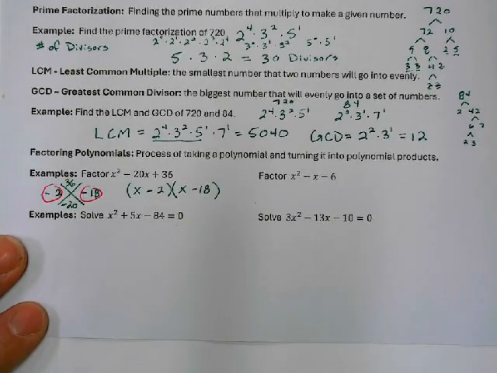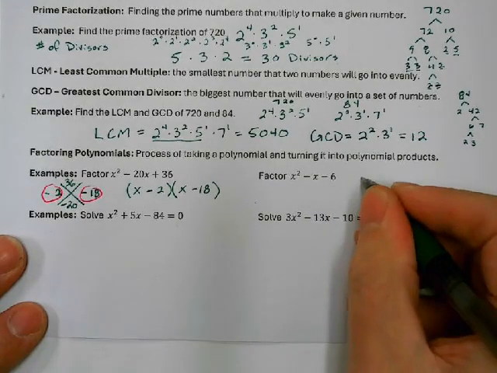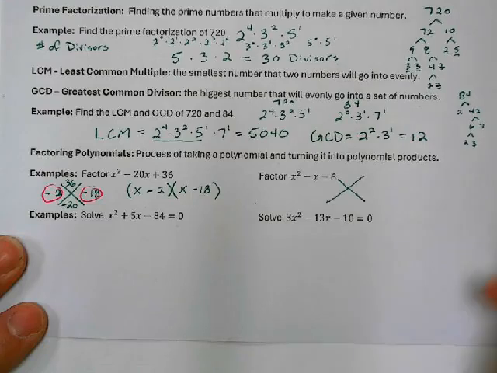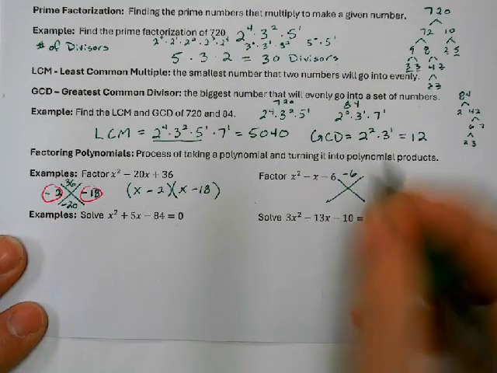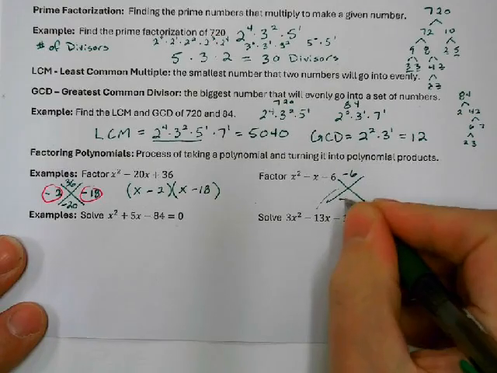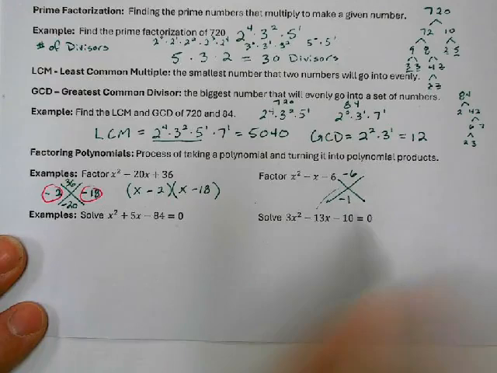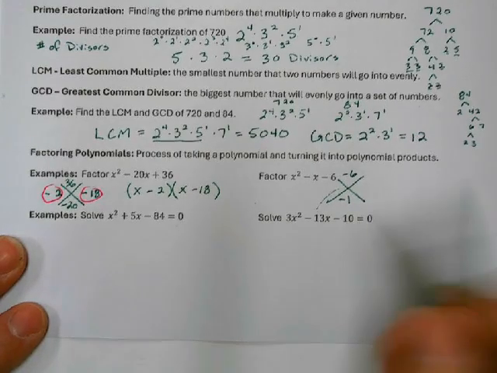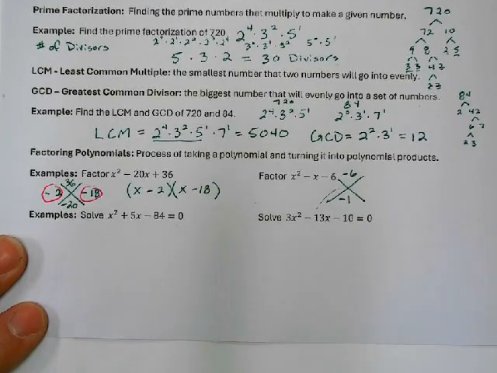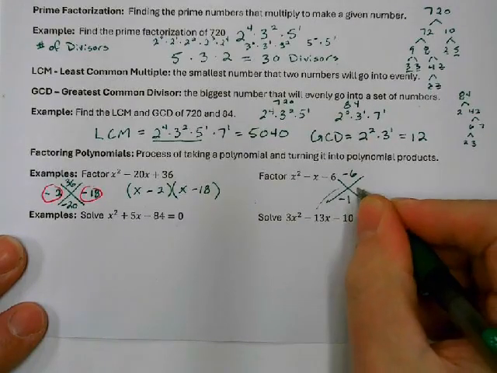Okay, let's try it one more time. For this one, we've got negative 6, and the coefficient of the x to the first term is negative 1. So what multiplies to give me a negative 6, but adds to give me a negative 1? Well, if I'm multiplying and getting a negative, one of my two numbers is going to be negative. And since this number is negative, my bigger number is negative. That means my smaller number is positive.